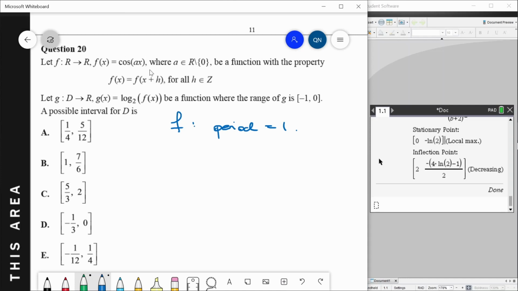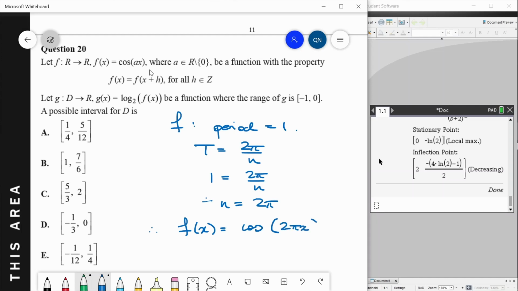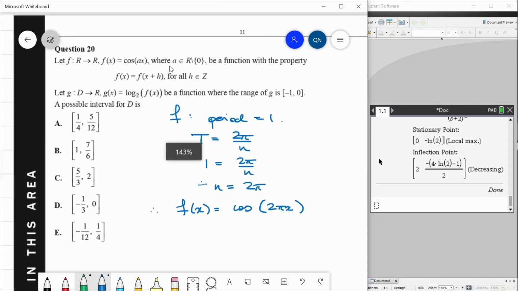The formula for period is T equals 2 pi divided by n. We want T to be equal to 1, and this is 2 pi divided by n, so therefore n has to be equal to 2 pi. So we can rewrite our function f of x to be equal to cosine of 2 pi times x, which is quite nice.